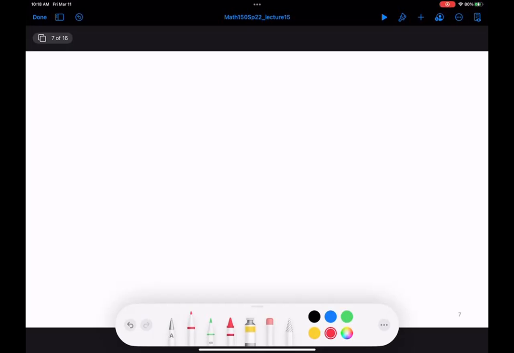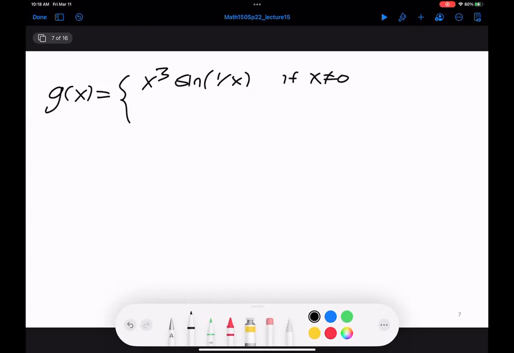So I will just mention this function so that you are aware that it exists, and then we're not going to talk about technical issues like this. Let g of x be x cubed sine of 1 over x if x does not equal 0, and 0 if x equals 0.